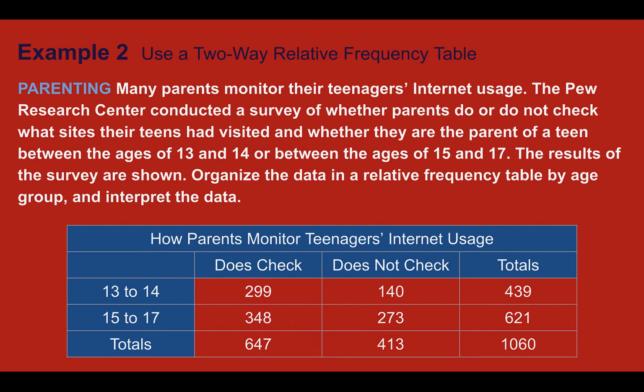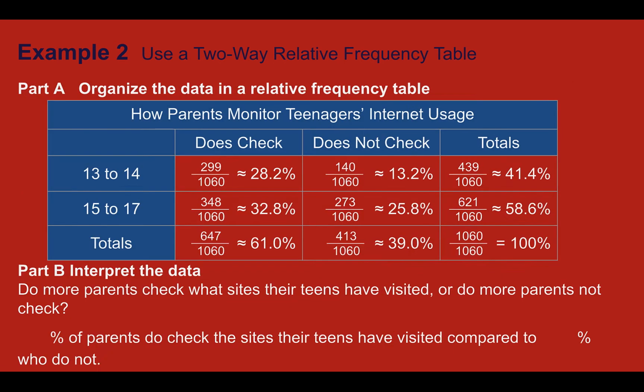So here they gave us the frequencies already. It may look like this is already complete for us. However, we now want a relative frequency table, which means instead of each cell containing the total for that category, we need to figure out the percentage. So for a relative frequency table, we're just going to take the total that was in each box. So for example, this one had 299.